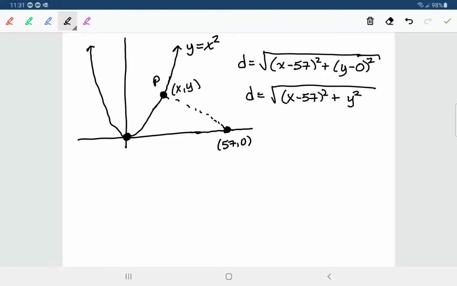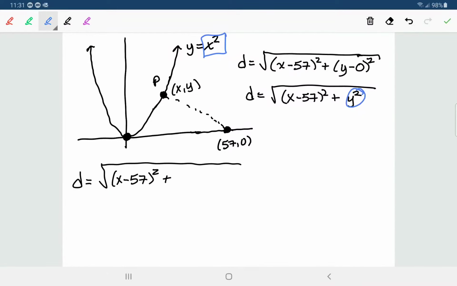Now we could just take a derivative with respect to x, but the problem is we have the y squared here. But that's no problem because we know y is equal to x squared, so we can substitute that in, and in the end the distance function that we're going to take the derivative of is the square root of (x minus 57) squared plus x squared squared, which is x to the 4th. If you want, you can rewrite this as the quantity (x minus 57) squared plus x to the 4th, to the 1/2 power, so we can apply the power rule, and of course we're going to have to chain.